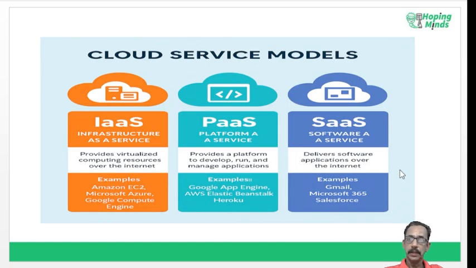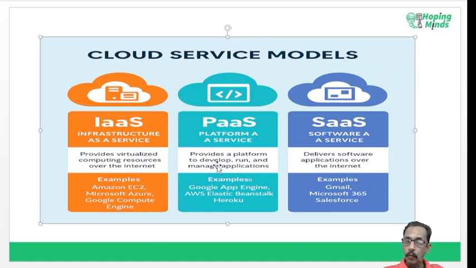Infrastructure as a service provides virtualized computer resources over the internet. That can be EC2 in AWS, virtual machines in Azure, or Compute Engine in Google. Platform as a service provides a platform to develop, run and manage different applications. And software as a service is like Gmail or Microsoft 365 that you are using. So let's come to all of them one by one.